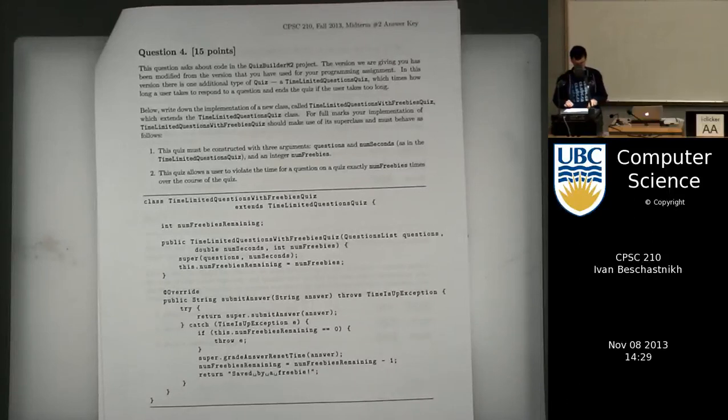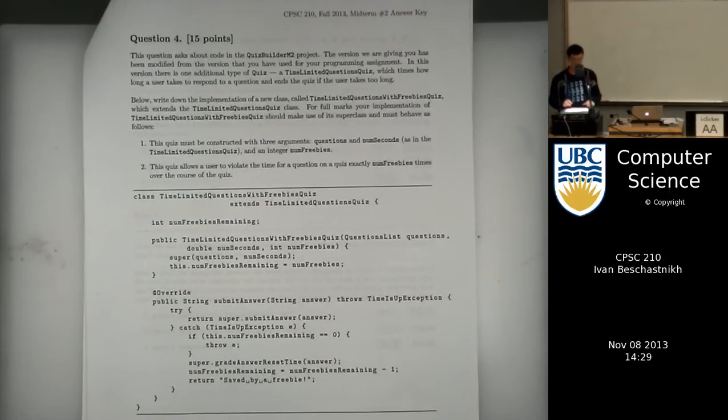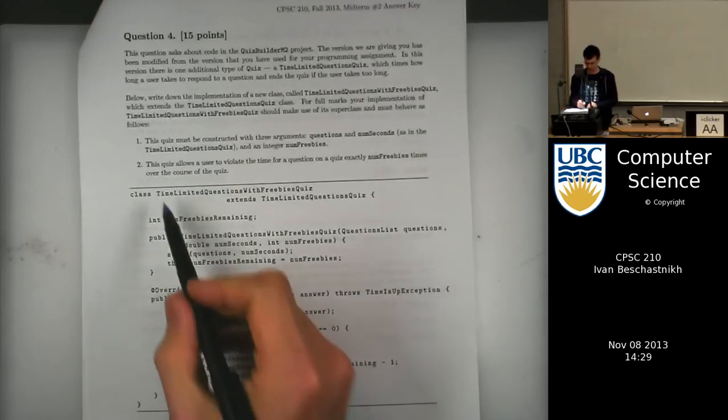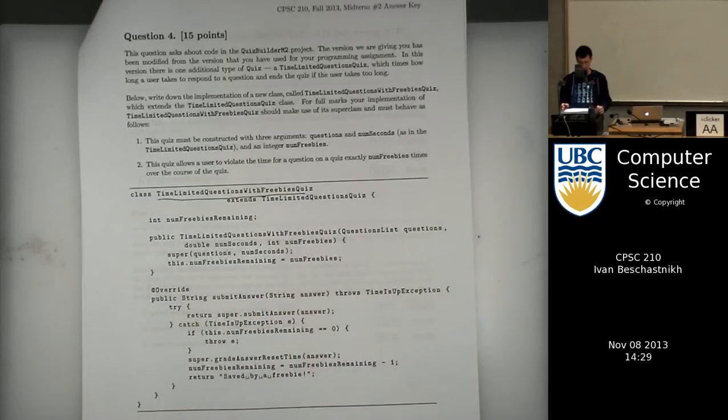So this was the quiz builder question. And so the code should have been familiar to you, right? This was from assignments. So if you did the assignments, then adding a new quiz was kind of a no-brainer. You've already added new quizzes to that project. So your job was to add this really long name quiz to the project. Time-limited questions with freebies quiz.